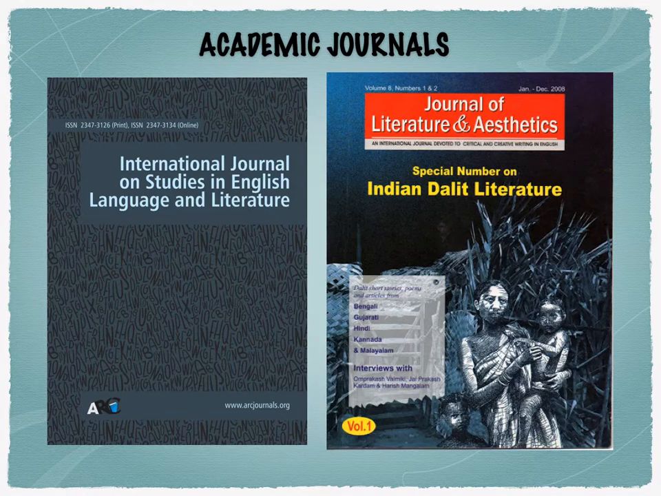So the first one is International Journal on Studies in English Language and Literature. So language and literature means definitely it is involved even with linguistics. The second one, Journal of Literature and Aesthetics. So that's a special number which is focusing on Indian Dalit literature.